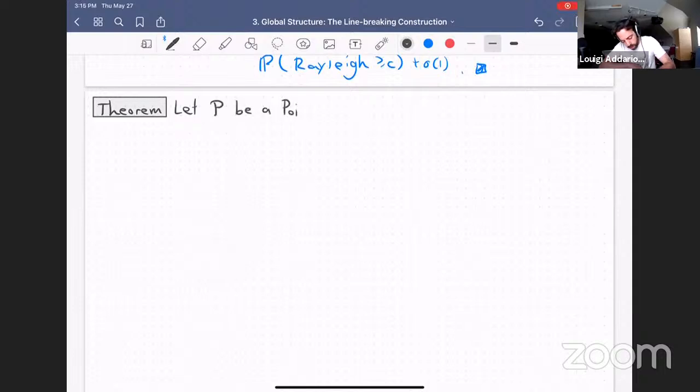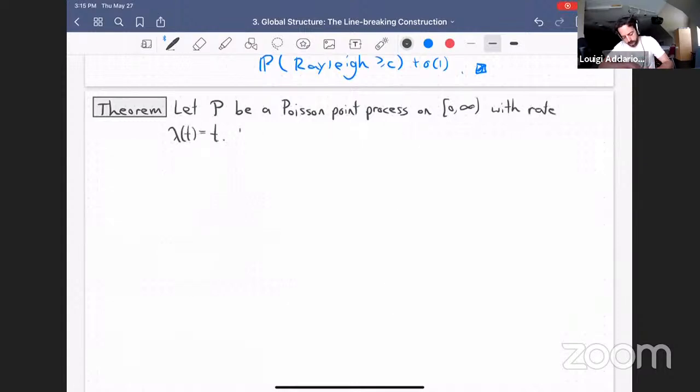So we start from a Poisson point process on the non-negative real line, which is inhomogeneous, okay? So its rate increases over time. The rate function is just linear: lambda of t is equal to t. Okay, and we'll list the atoms of this process in the order they arrive, as P1, P2, and so on. Okay, so this list goes on forever.